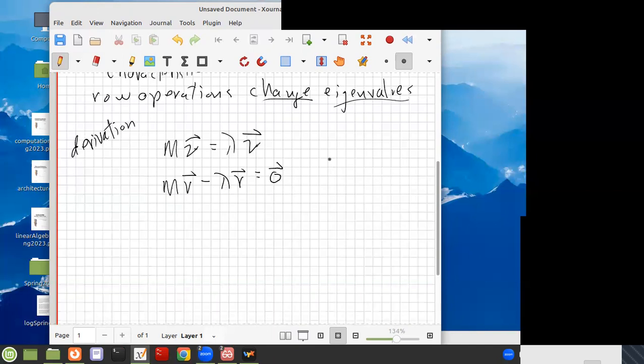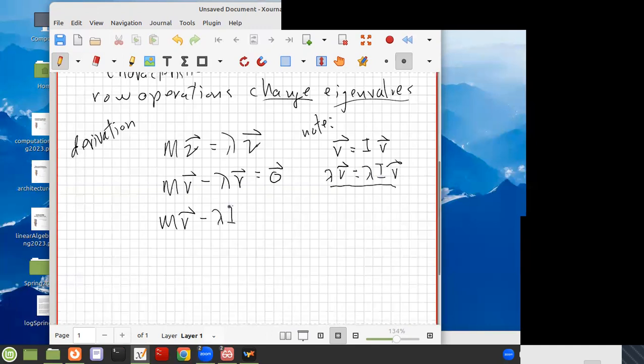So what I do is I notice that V equals the identity matrix times V. Okay, so that introduces a matrix here, and then lambda V equals lambda times I times V. So I'm going to use this sort of fact to introduce the identity matrix here so I can factor out V. So you have M times V minus lambda identity matrix V equals 0. Okay, now I've got a matrix here, a matrix here.